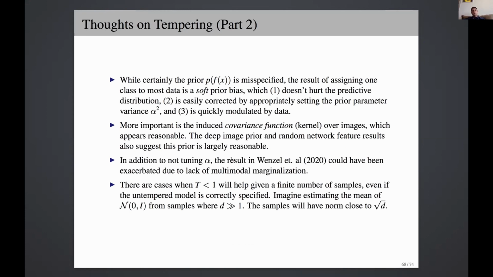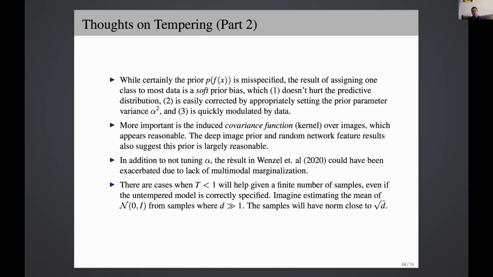Also, while the prior will be misspecified, the result of assigning one class, as we've described, to most data in sample functions from the induced prior over functions is more of a soft prior bias, which doesn't hurt the predictive distribution once we do the Bayesian model average, is easily corrected by appropriately setting the prior parameter variance alpha squared and is quickly modulated by data. It's more important to think about things like the induced covariance functions. We see that the deep image prior and random network feature results also suggest that the prior is quite reasonable using these generic distributions over parameters.